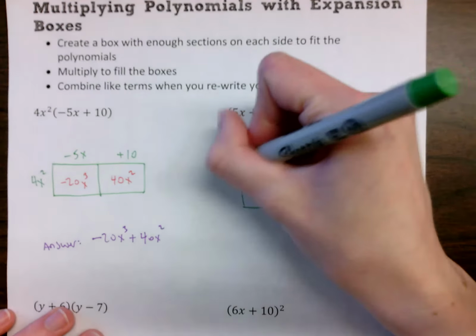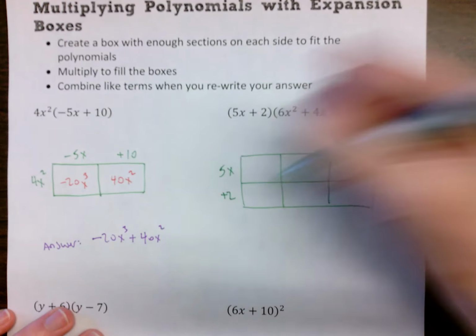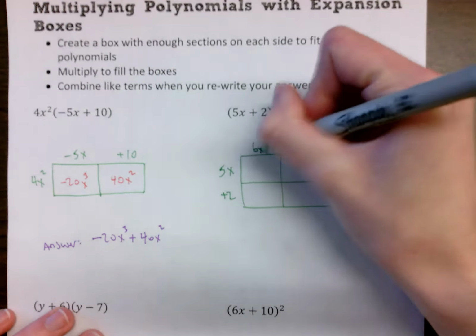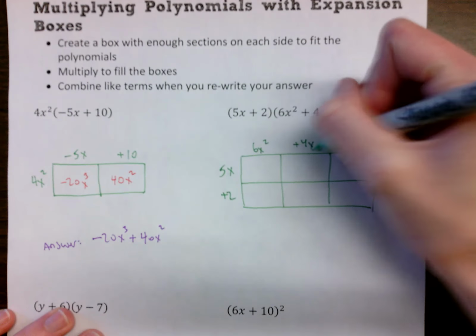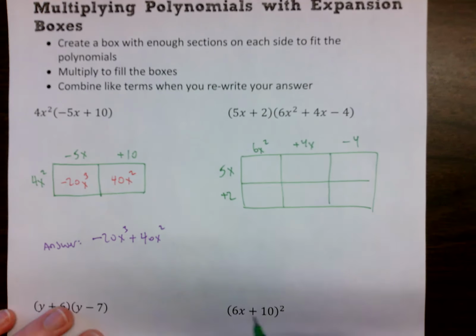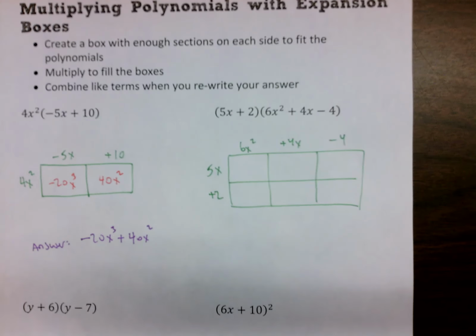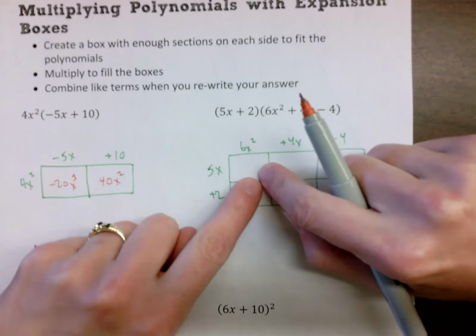Okay, and then I'm going to write my polynomial. So the 5x and then the plus 2 goes here. And then the 6x squared plus 4x minus 4 goes there. So that's how we're setting this up. We're just writing the polynomial along the outside. All right, and now I'm going to multiply to fill each of these boxes.